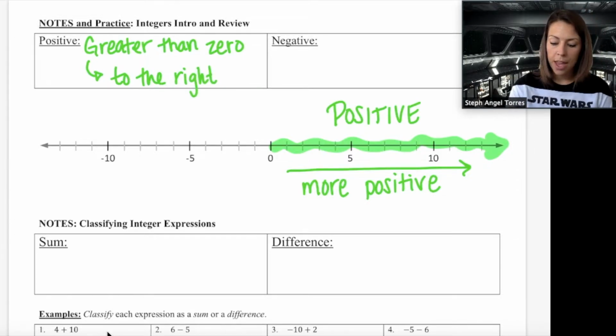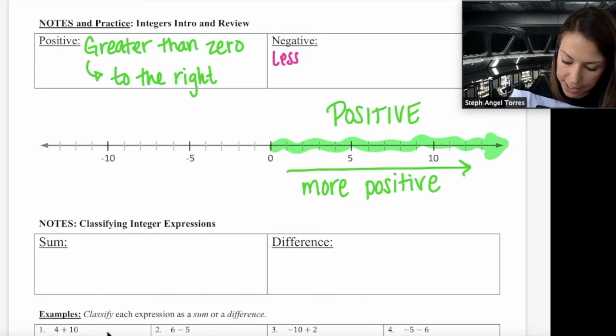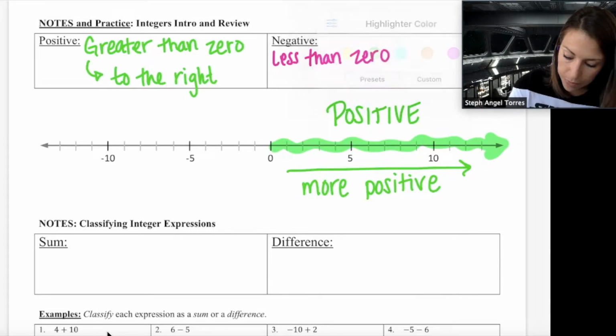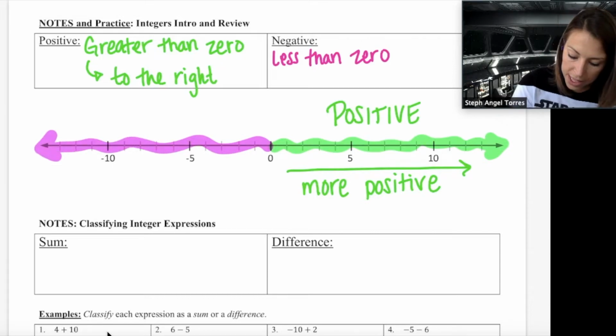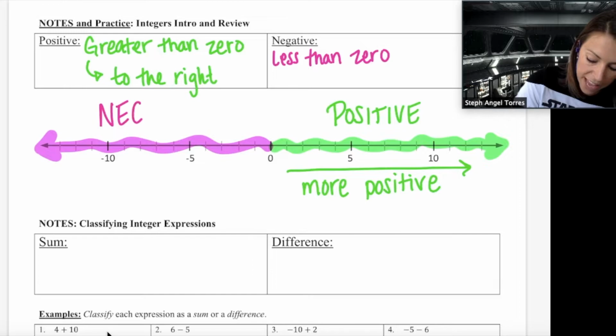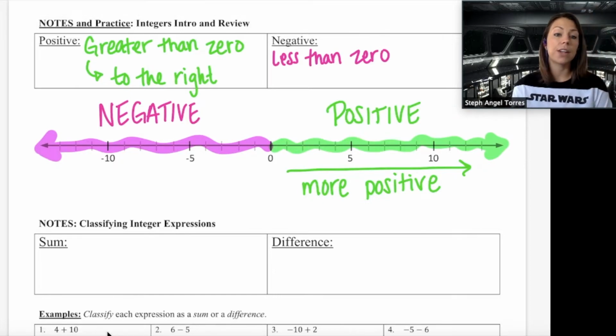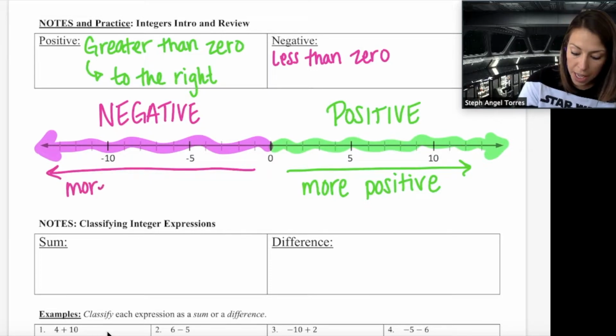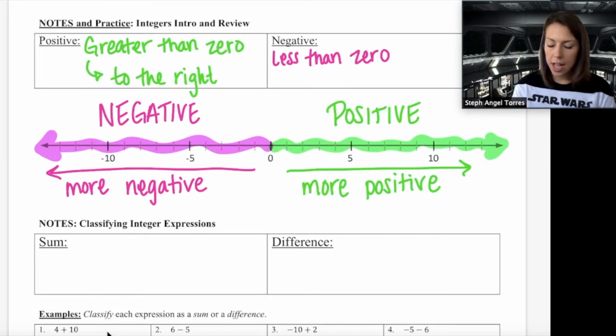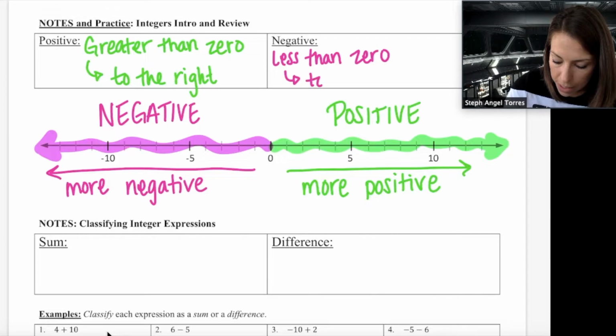So we do associate positive with being to the right of 0. Negative would be the opposite of that. Negative integers are less than 0. On a number line, that would be everything to the left of 0. These are all of our negative integers, and they have that little dash sign in front of them to show that they have a negative value. Just like positive, as you move to the left on a number line, your integers become more negative or less positive. Again, that's important to remember later on. So negative is associated with being to the left of 0.